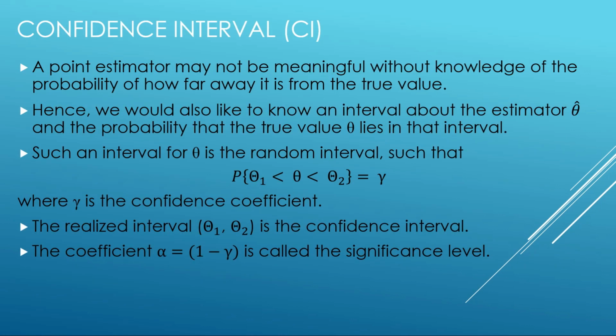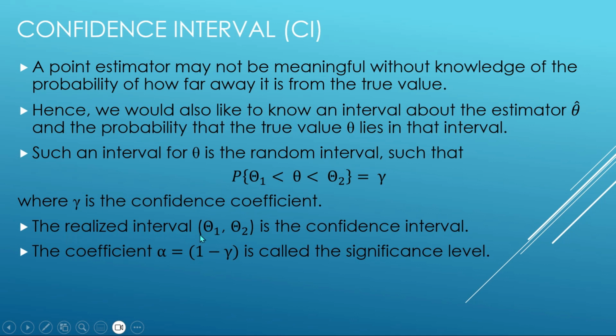Confidence interval. A point estimator may not be meaningful without knowledge of the probability of how far away it is from the true value. Hence, we would also like to know an interval about the estimator theta hat and the probability that the true value theta lies in that interval. So our purpose here is to find the interval in which the true value of theta lies. Such an interval for theta is a random interval such that the probability that the true theta lies between theta 1 and theta 2, which are estimated values, is equal to gamma, where gamma is the confidence coefficient.